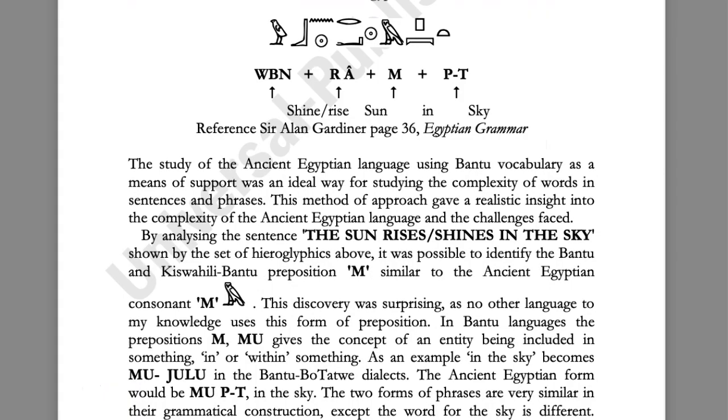Let's analyze the sun rises, shines in the sky. If you can see your screen, the word for sunshine would be these symbols. This is actually according to Gardiner. I just want to point out the similarities. I am no expert in ancient Kemetic language, but those with eyes do not require to be told to see.